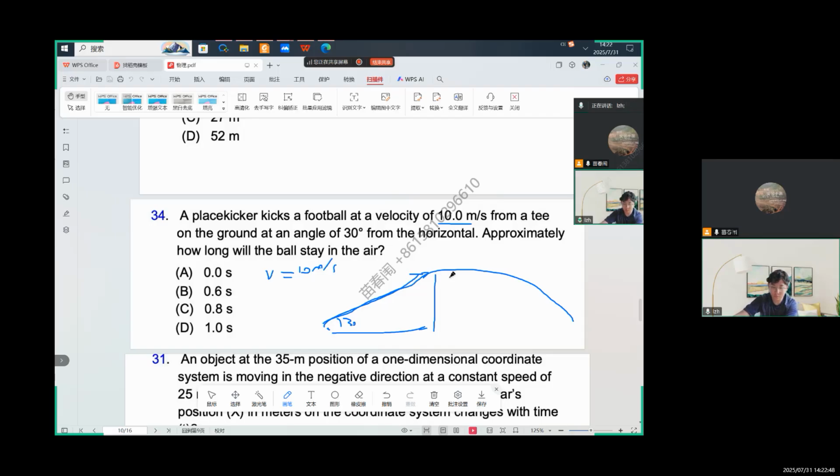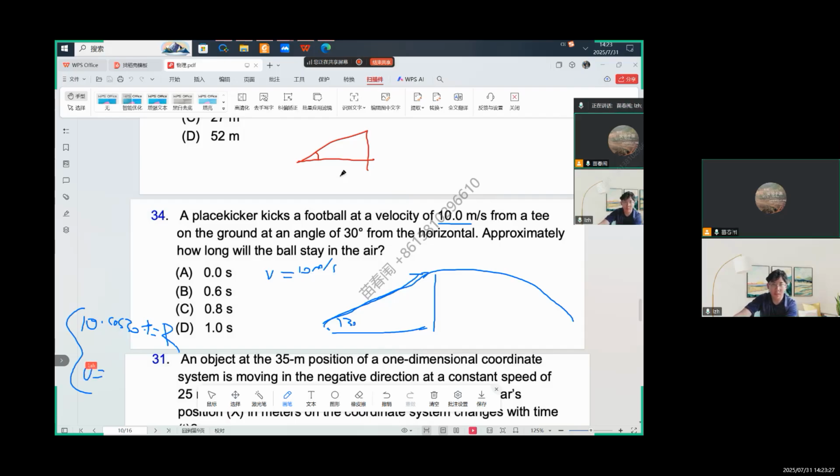So horizontal, it's gonna be 10 times cosine of 30 degrees, times t, equals the range. We don't have that, so we can leave it there, it's an unknown variable. And then delta y, that's just 0.